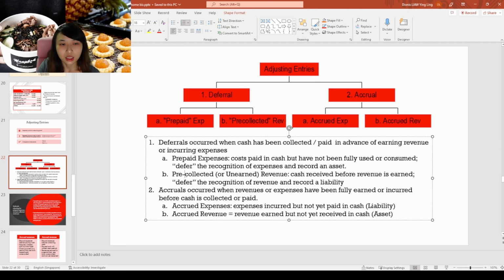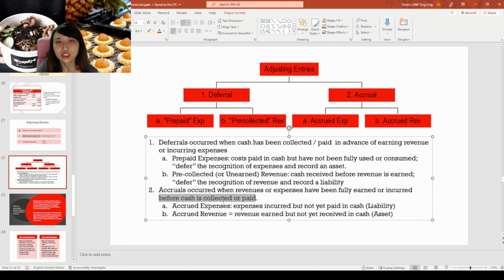Another way is pre-collected revenue. Let's say your customer pays you in advance. Then technically it's a liability, because you still owe them some services before you can actually earn this money. If they pay you first, so cash is received before revenue is earned, then you need to record a liability.